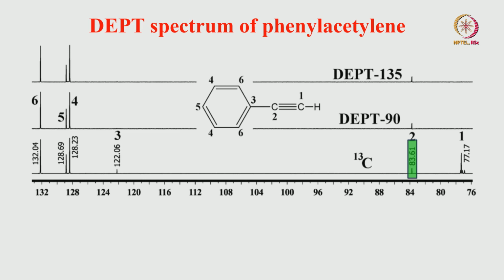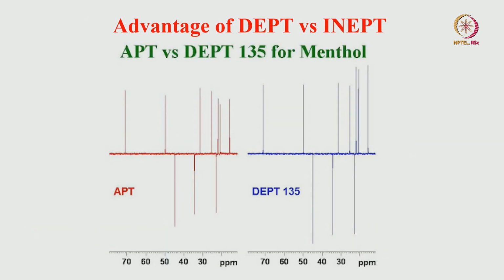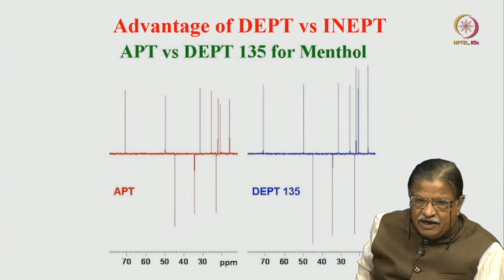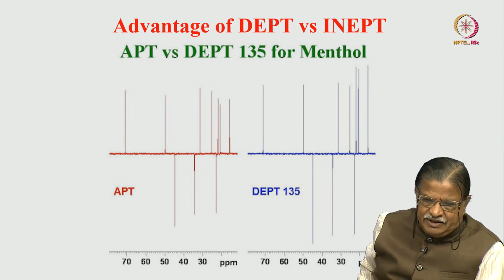So the precise setting of the J value is important. Sometimes if the J value is different, what you should do is run two or three experiments. The advantage of DEPT over INEPT: INEPT I have not explained to you, I will show you later. This is APT and this is DEPT 135. DEPT has a lot of advantages; signal intensity is much better here. DEPT 135 is much better than APT because of the intensity; there is a polarization transfer here. In APT there is no polarization transfer, only in DEPT there is polarization transfer. That is the advantage.